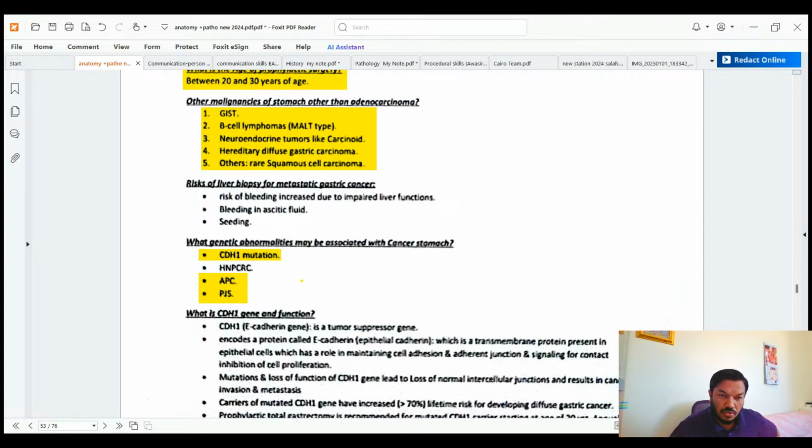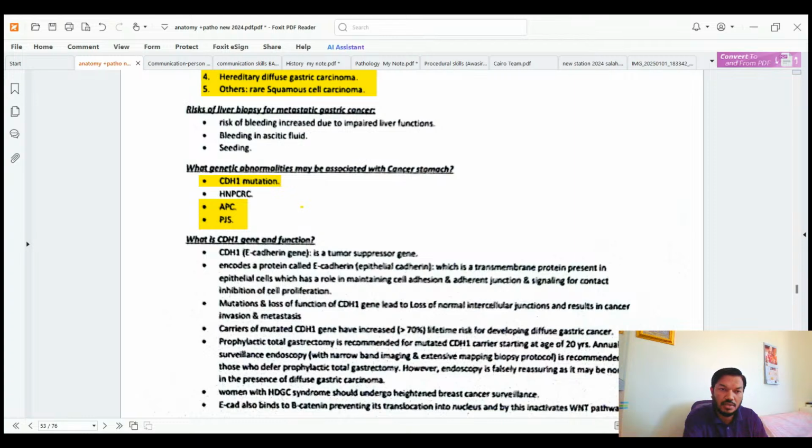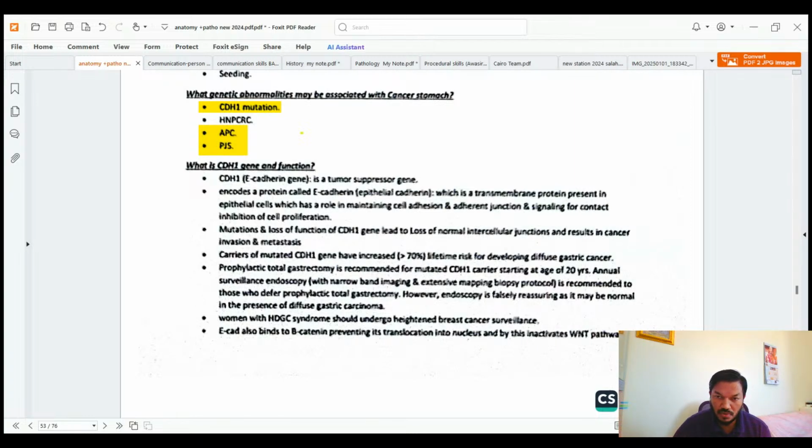What is the CDH1 gene and its function? CDH1 is the E-cadherin gene, a tumor suppressor gene.